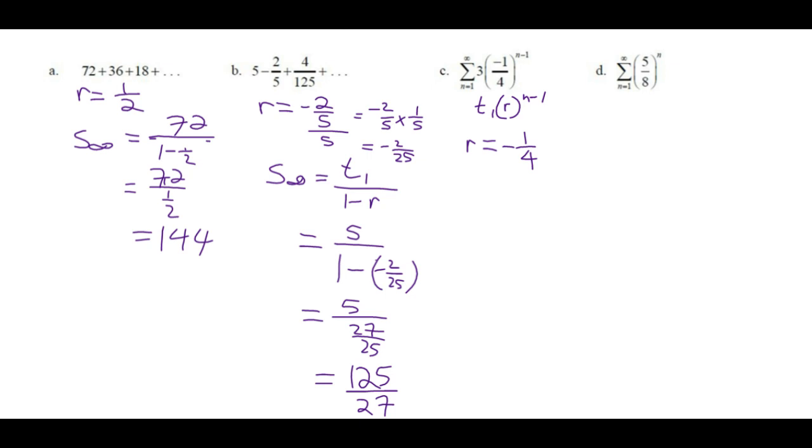Sum to infinity. T1 over 1 minus r. 3 over 1 minus negative 1/4. 3 over, what's 1 minus a quarter? Sorry, 1 minus negative quarter is 5/4. And this works out to 12 over 5, right?